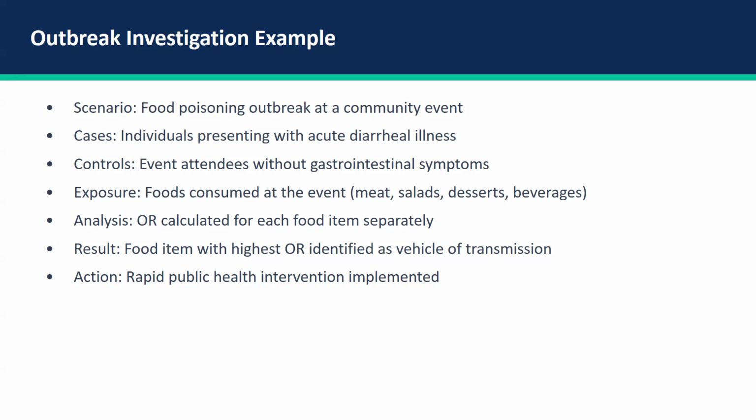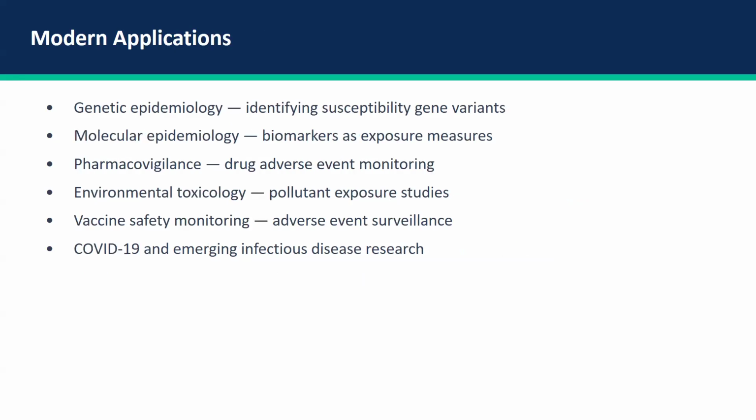Odds ratio is calculated for each food item separately. The result is that the food item with the highest odds ratio identified is basically a vehicle of transmission. So then the relevant action will be taken. Rapid public health intervention is implemented. So these can be the modern applications of case control study.